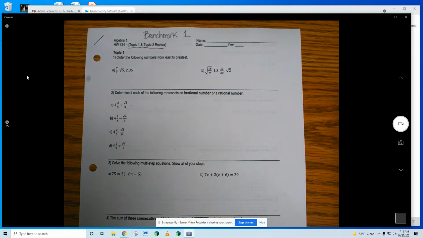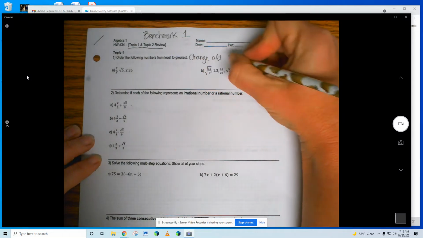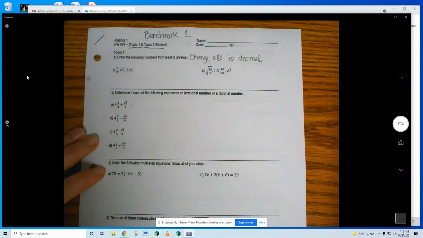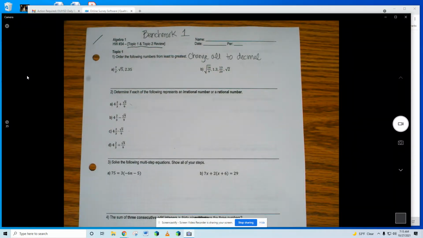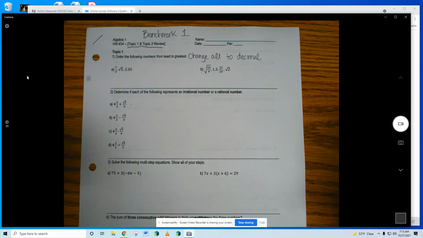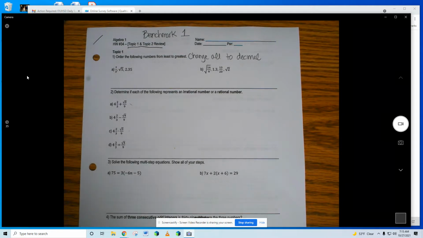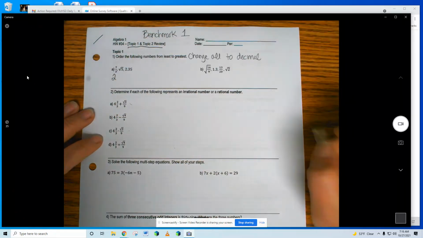The best is to change them all to decimal, because we would never change a 2.35 into a square root or a fraction. There's no need. All right, 7/3. 7/3 is an improper fraction. What's the true value of 7/3? 2 1/3.